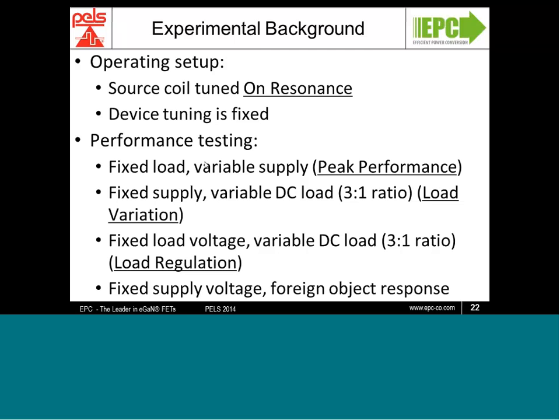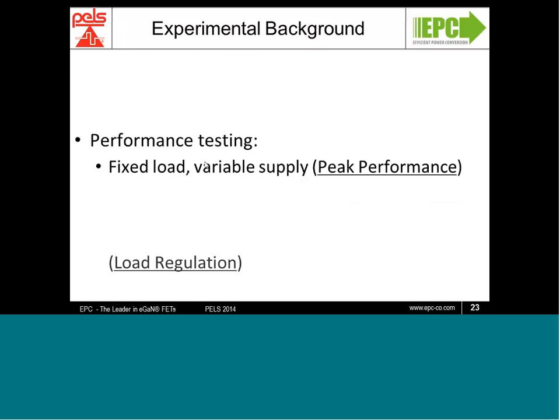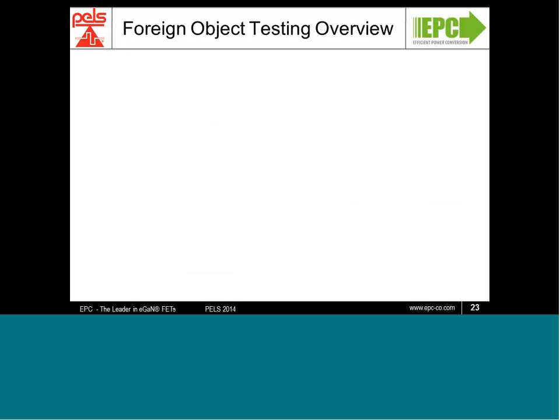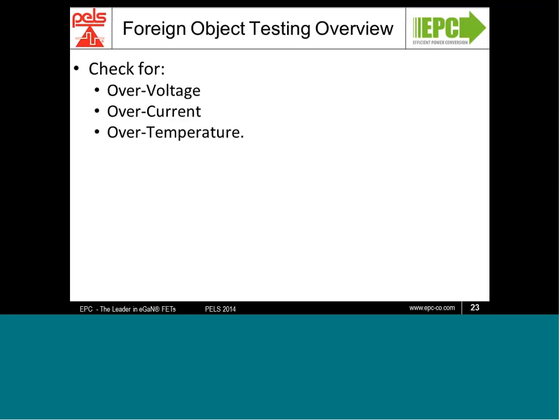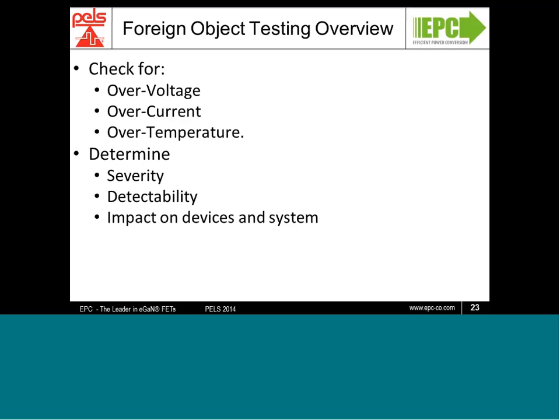We'll get into that in a little bit more detail now, because that is a very complex concept to understand. So what we're going to do is check the device for overvoltage, overcurrent conditions, and overtemperature. It is important because each of these 3 can impact the performance of the circuit or even lead to failure of the devices. What we need to determine is the severity of a problem. We need to determine can it be detected, and of course the impact on the devices and system.